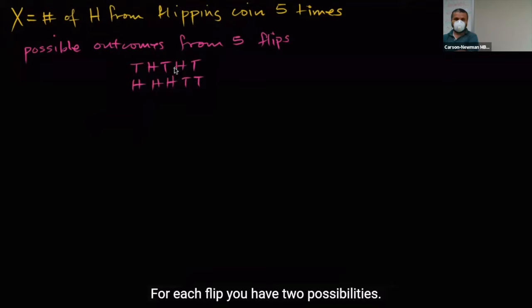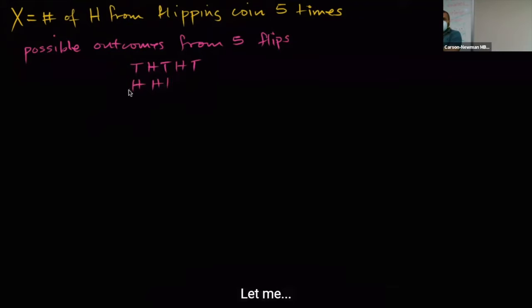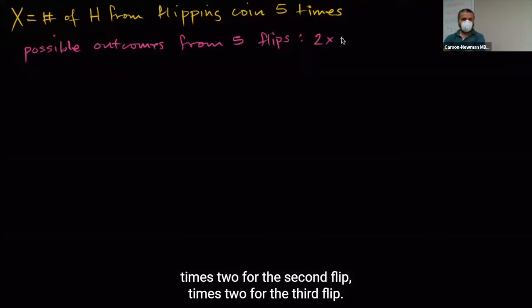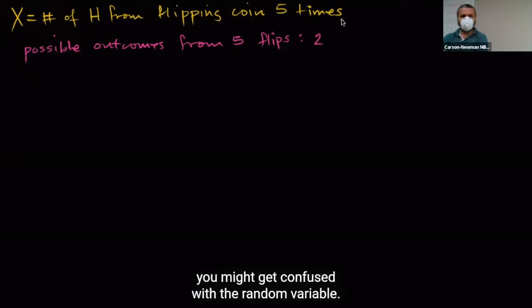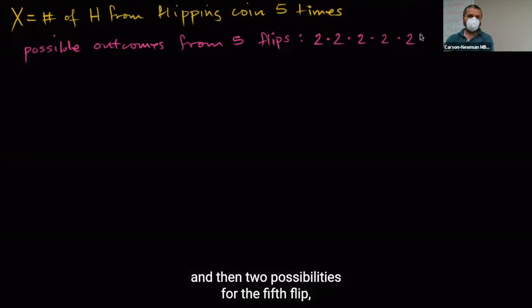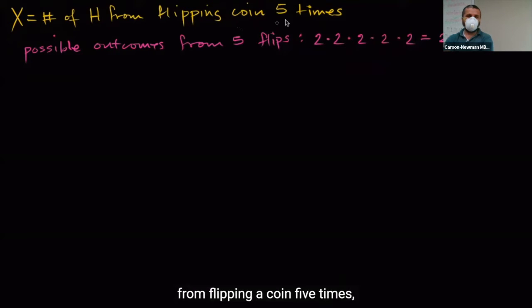Well, for each flip, you have two possibilities. So the first flip, there's two possibilities, times 2 for the second flip, times 2 for the third flip, times 2 for the fourth flip, and times 2 for the fifth flip. That's 2 to the 5th equally likely possibilities from flipping a coin 5 times, which of course is equal to 32.